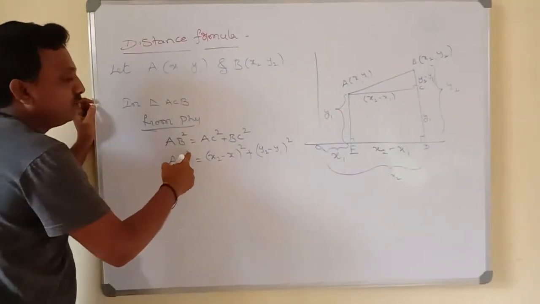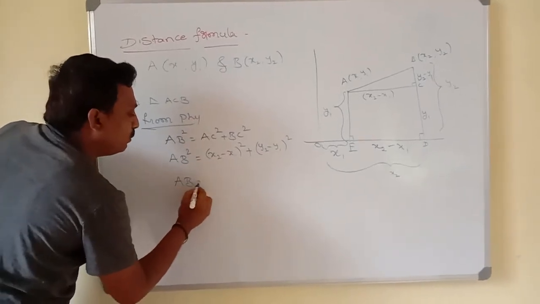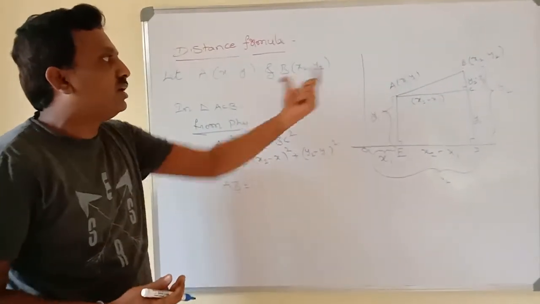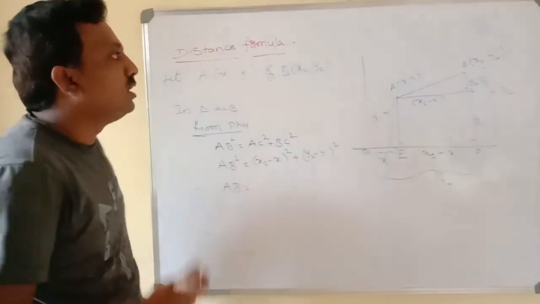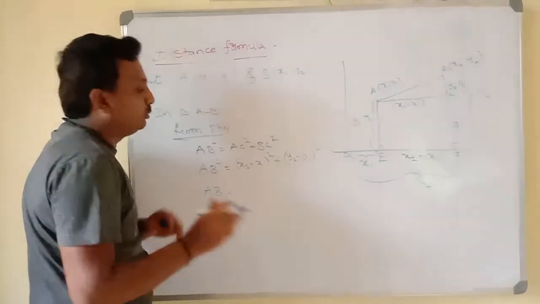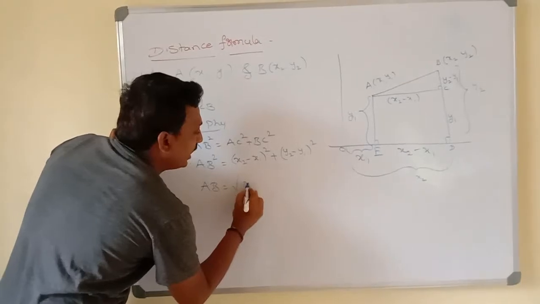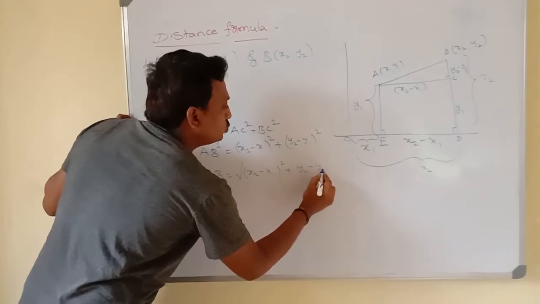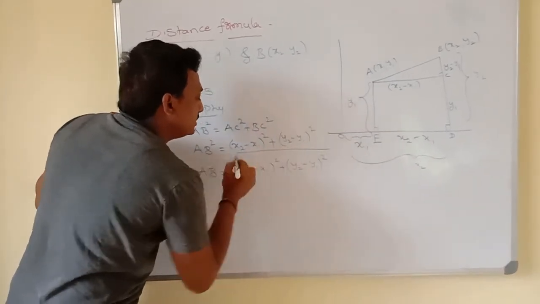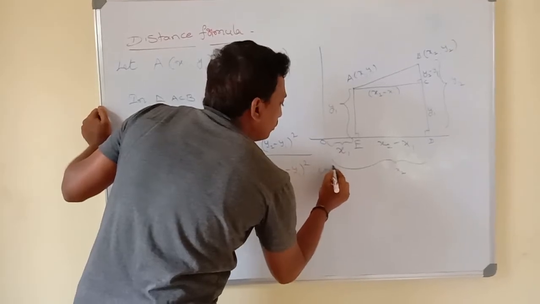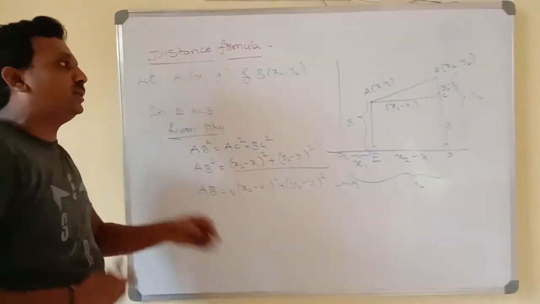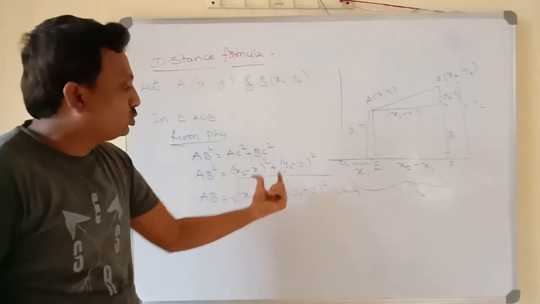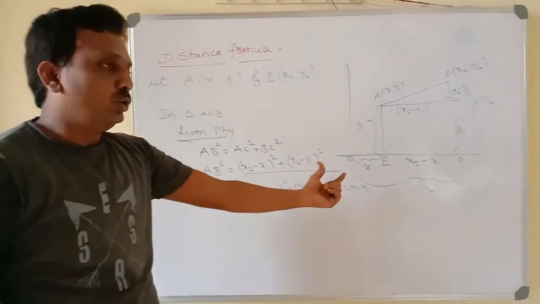So that square will become square root. We know that actually it is plus or minus square root. But here we can take only the positive sign, because AB is a distance. Distance we always calculate with a positive sign. So the negative sign is neglectable here. So square root of X2 minus X1 whole square plus Y2 minus Y1 whole square. This is the distance formula. The distance, we don't know whether it is in centimeters, kilometers, meters, so AB is square root of X2 minus X1 whole square plus Y2 minus Y1 whole square units.